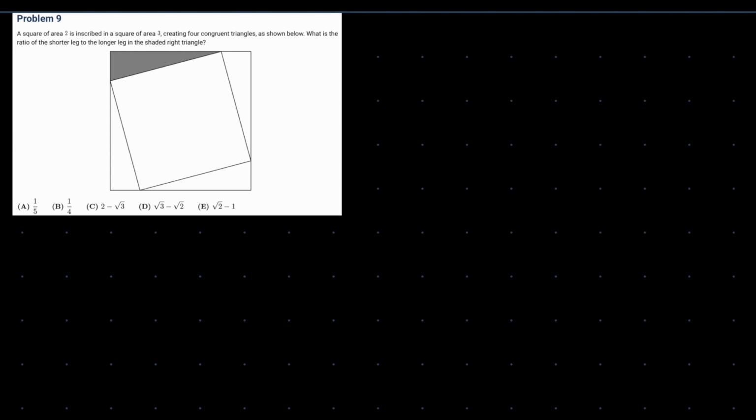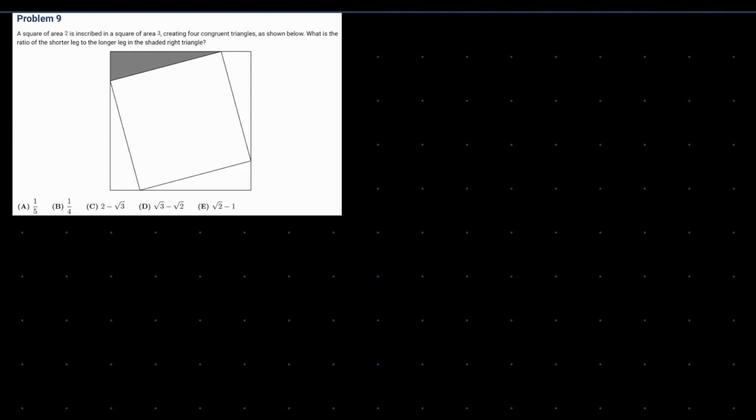And it was also problem 11 on this year's 10A. We have a square of area 2, which is the inside square here, inscribed in a square of area 3, as shown in this diagram here. You want to know the ratio of the longer leg of this triangle to the shorter one.